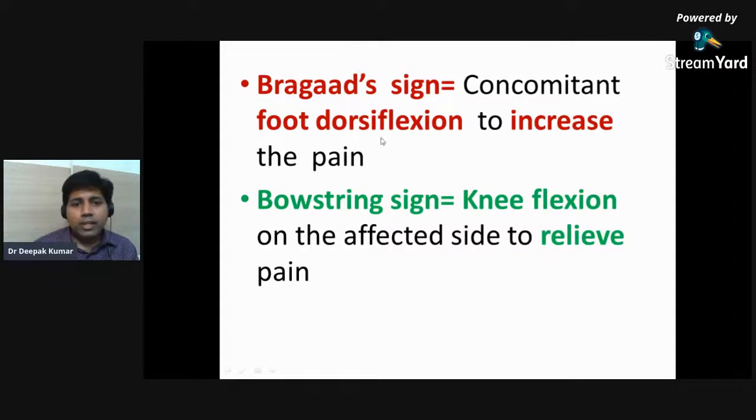And there is another sign called bowstring sign. Well, this is about flexing the knee. Here you flex the foot, here you are flexing the knee. And knee flexion on the affected side will relieve pain. So one increases pain, the other one relieves the pain. These are again some of the small modifications that you're going to add to increase the sensitivity of the test.